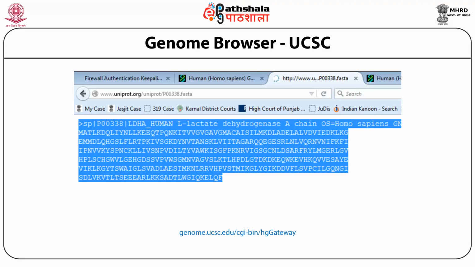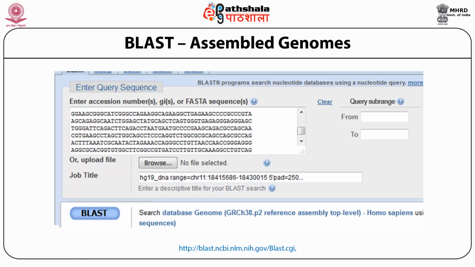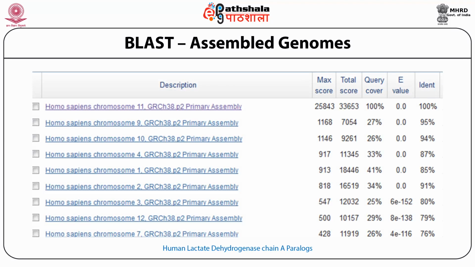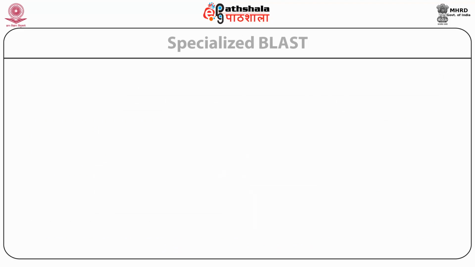In the results page, click the hyperlink for the first entry in the result list to display the DNA sequence in the browser window. Select all the text to copy in the displayed window. Paste the DNA sequence of human lactate dehydrogenase chain A in BLAST assembled genomes and click the BLAST button. The results page shows the paralogs. The sequences with e-values less than 0.01 are significant to be true paralogs. Evaluate them statistically as well as have a look at the real alignments.